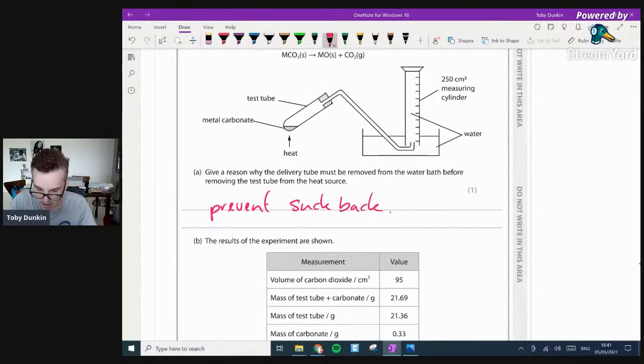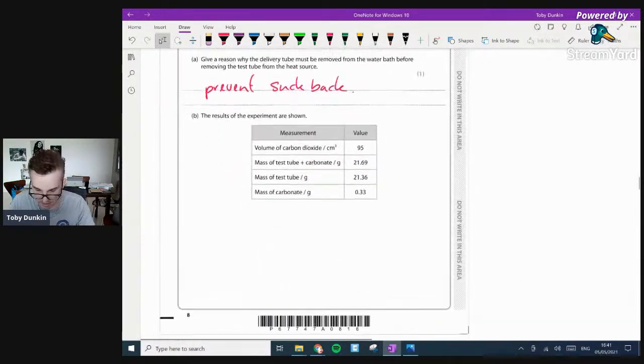So what happens is, because the gases in the tube are hot, when you stop heating it, when the heat's removed, it starts to cool down. The gas will contract and it will suck the water back into the test tube and it'll cause it to explode. So prevent suckback is all they're going to be looking for.